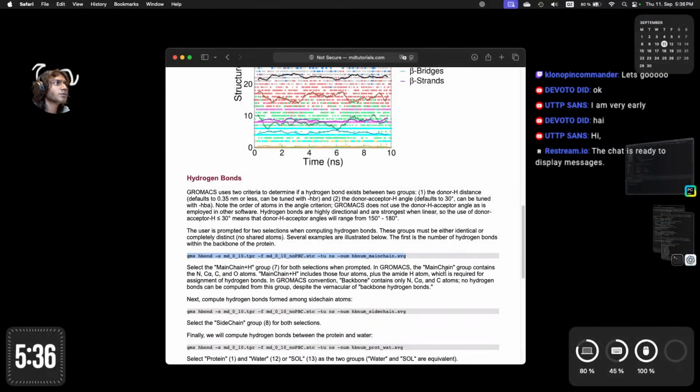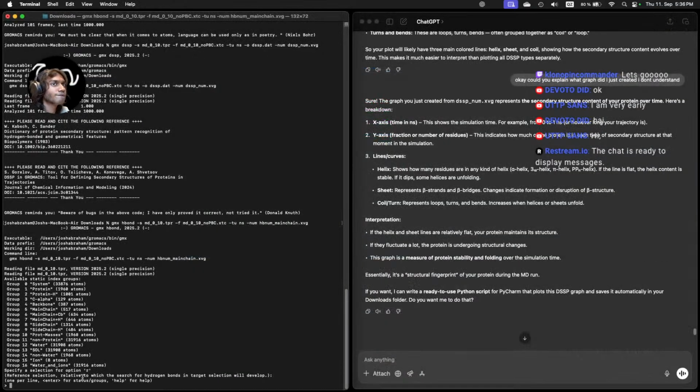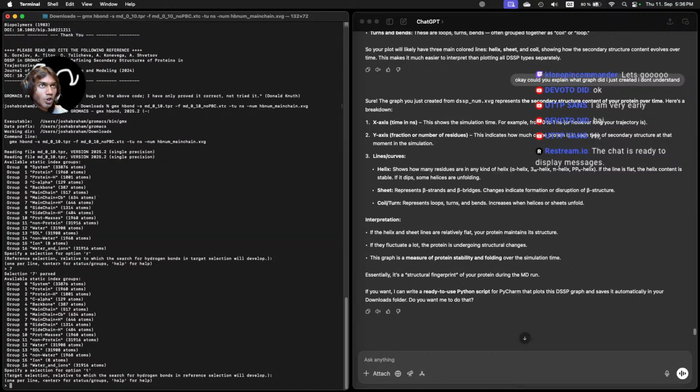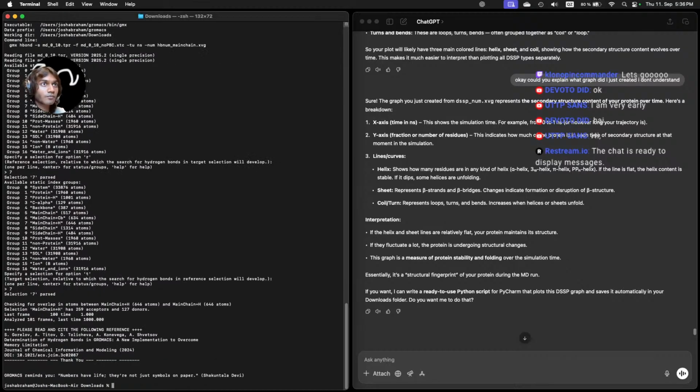When prompted in GROMACS, the main chain group includes four atoms plus the amide H atom, which is required for assignment of hydrogen bonds. I think I should go for that. Selection has 259 acceptors and 127 donors, 646 atoms.